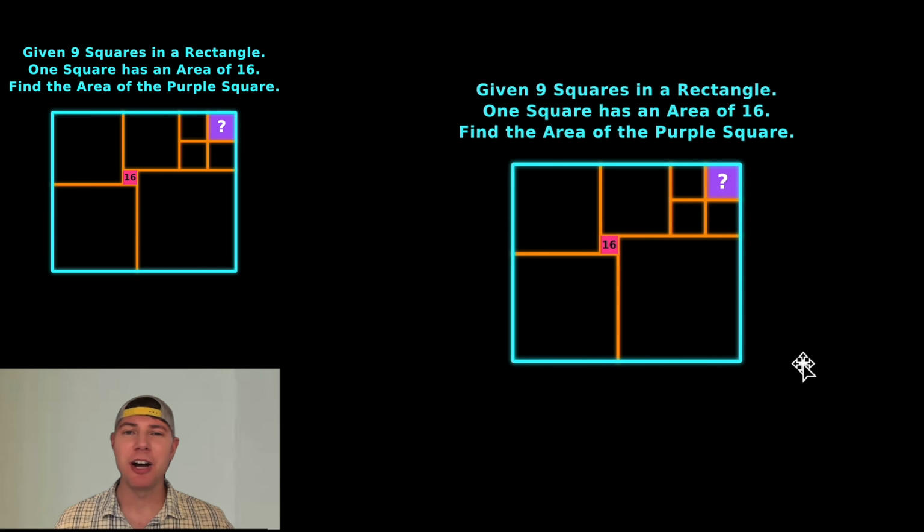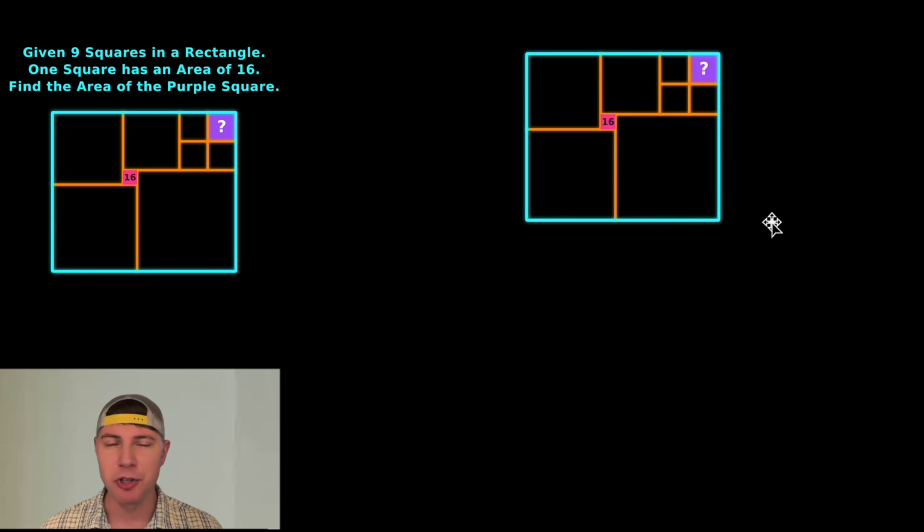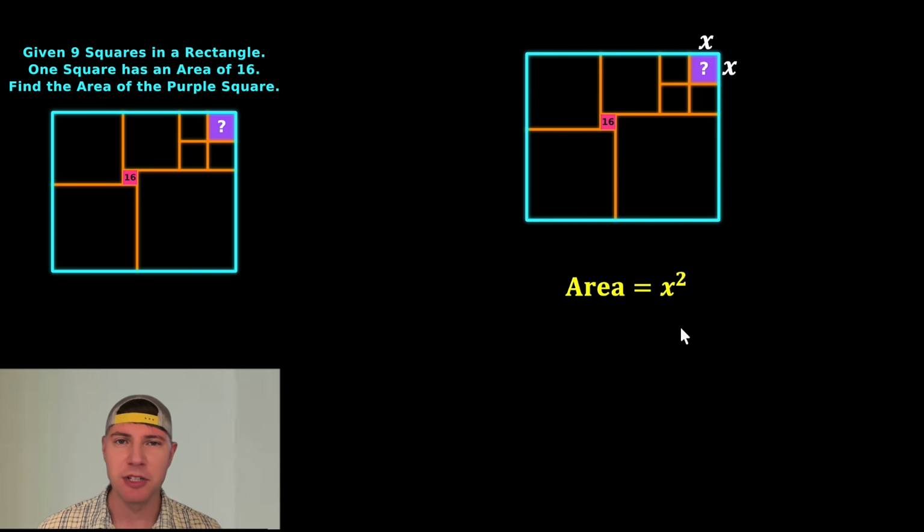If you want to try it on your own, pause it right now, because I'm going to solve it in 3, 2, 1. First, let's write a formula for what we're trying to solve. We want to find the area of this purple square, so let's give it side lengths of x and x. So the area we're trying to solve will be equal to x squared. This looks important. Let's put a box around it.